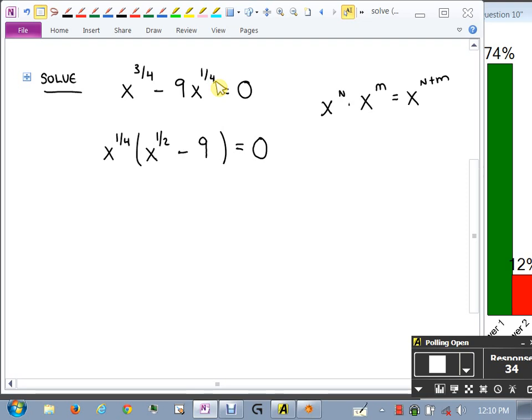Let's try one after this that'll really test whether or not y'all understand this. It'll challenge even the people who might feel comfortable with this. We'll try something else. All right?